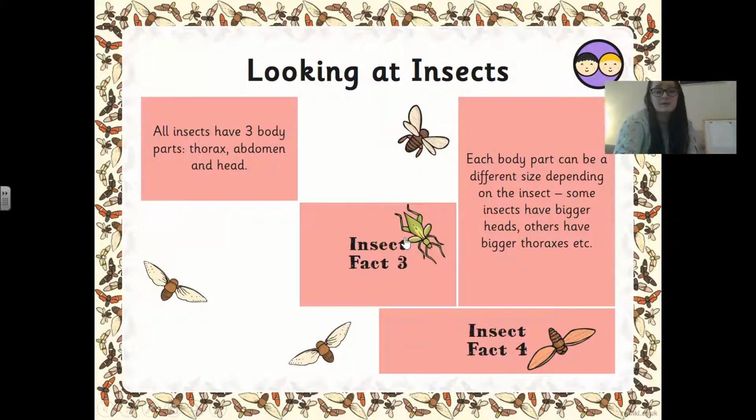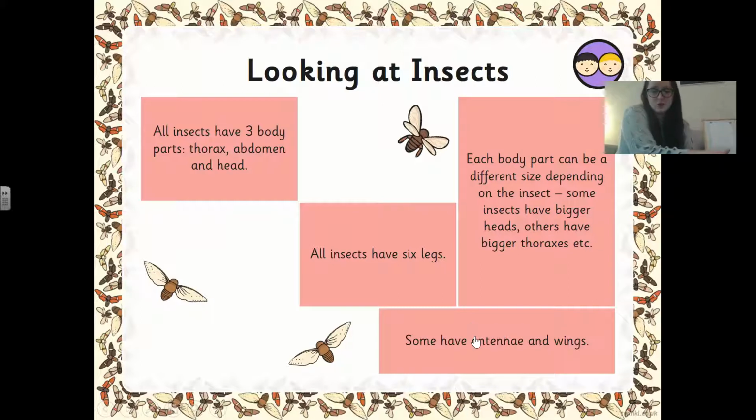My next one, insect fact number 3, and it says all insects have 6 legs, and we've discussed that fact already, haven't we? Now, my last fact, super important fact, some have antennas and some have wings. Now, antennas are the things on the insect's heads. They also are named as feelers.